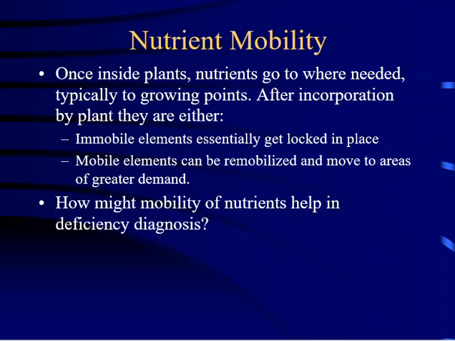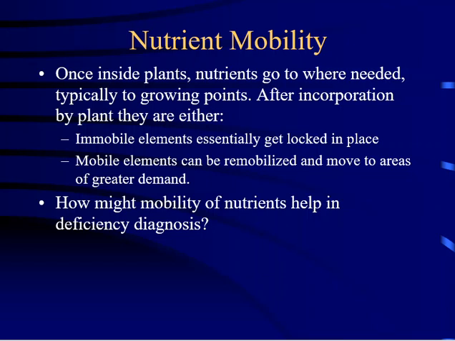And back to what we were talking about with nutrient mobility, this kind of reiterates what I was saying. Once inside the plants, the nutrients go where they're needed and become part of a tissue, but an immobile element or nutrient gets locked in place. It can't be moved by the plant. Those are the non-mobile nutrients. But a mobile nutrient can be taken out of that tissue and remobilized and moved to an area of greater demand.